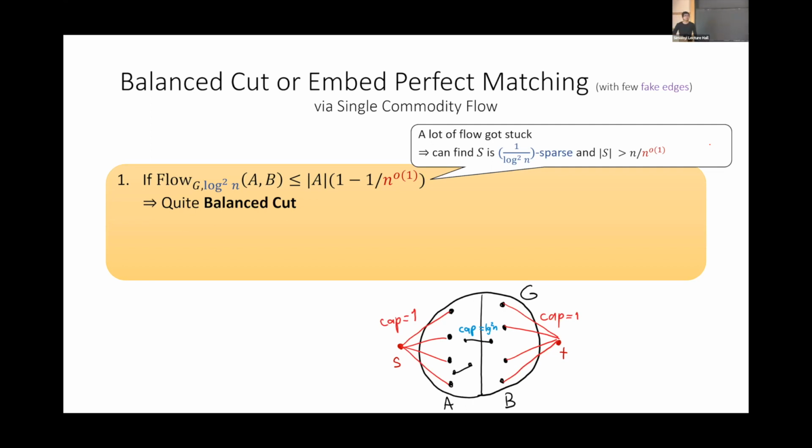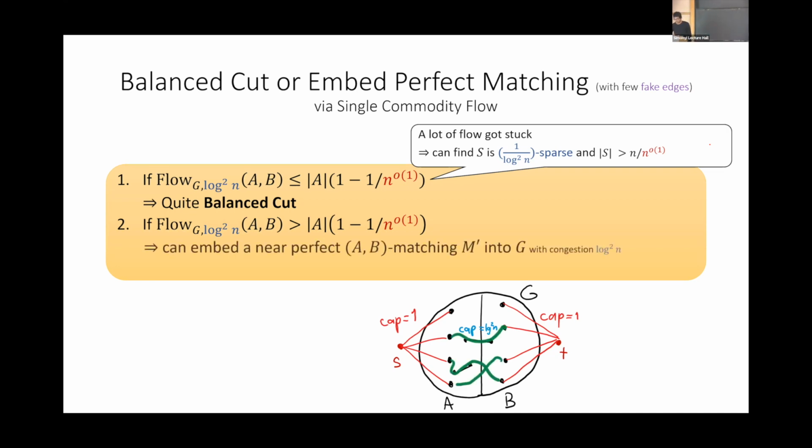Max flow min cut. Yeah, it really follows from max flow min cut. Now, if most of your flow can be sent through from A to B, it just means that you can embed a near perfect matching from A to B. You can find a near perfect matching from A to B with congestion log square.